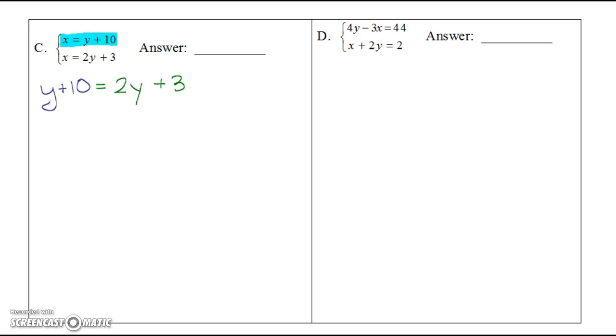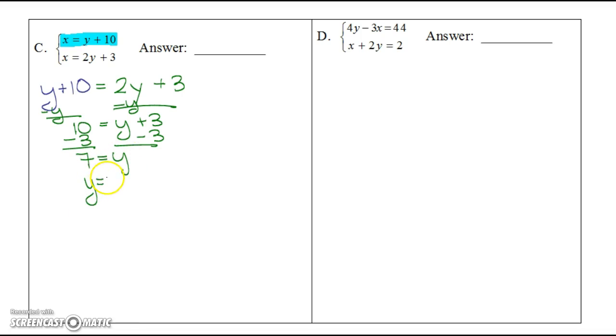This is an equation that we can solve. I'll subtract y from both sides. I will subtract 3 from both sides to find that y equals 7. So as a part of my final answer, the y coordinate is 7.